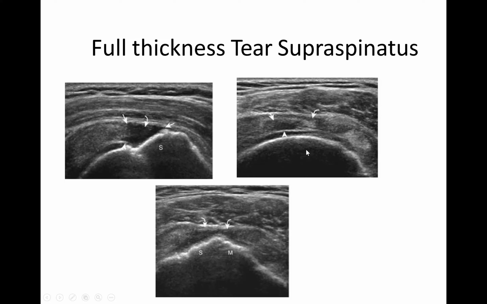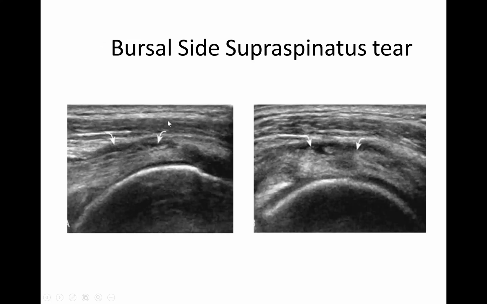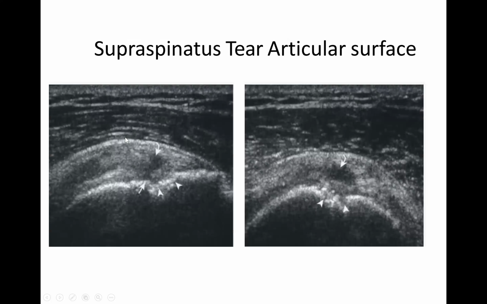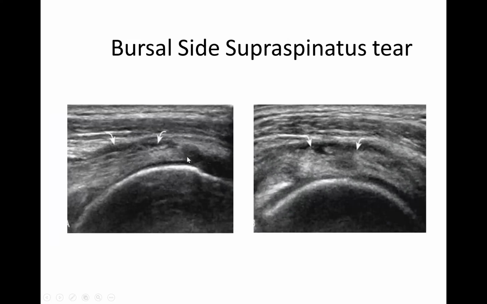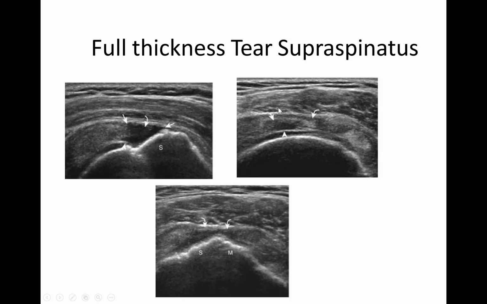These full thickness tears are usually associated with volume loss. Normally the supraspinatus tendon has this convexity, but whenever there is a tear, that convexity is lost. The tendon should come like this, but because there is a volume loss, this convexity is lost. This is suggestive of a full thickness tear of the supraspinatus.